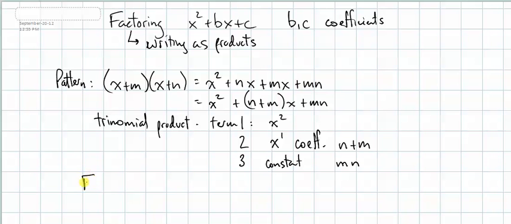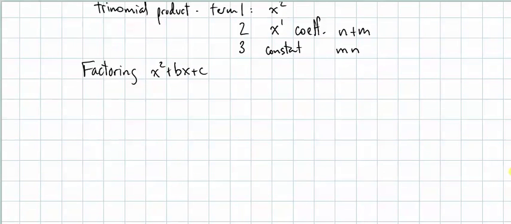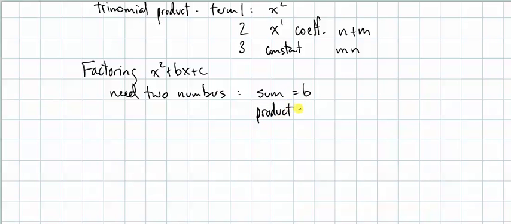So this leads to a rule for factoring. When I have x squared plus bx plus c, I can say the following. I need two numbers, and there's a pattern to the two numbers. Their sum is equal to that b number, and their product is equal to the c number. Here's an example to show what I mean.